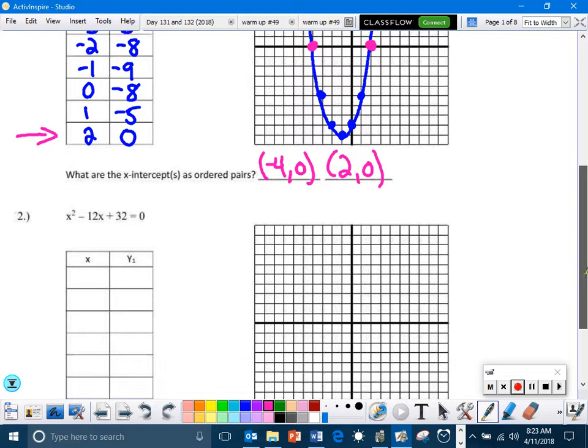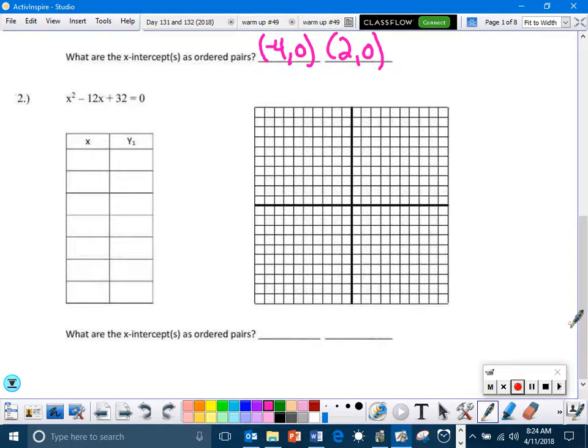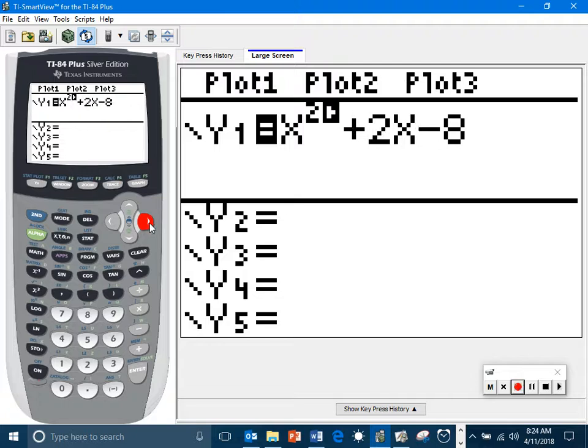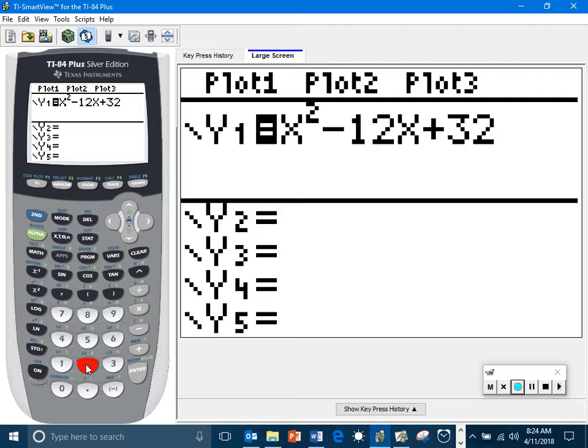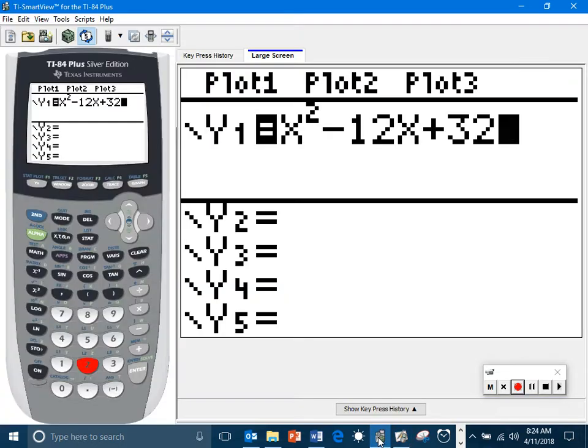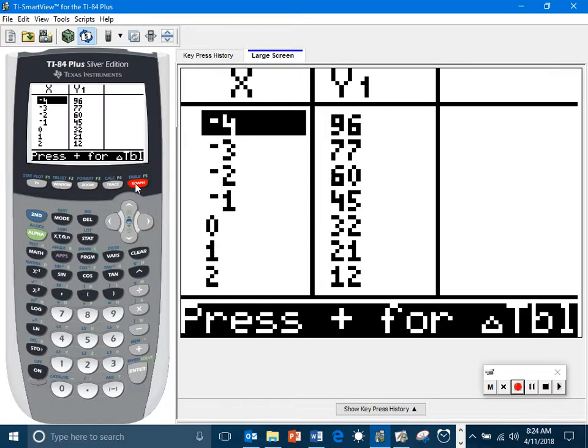All right, let's go to the next one. Let's do the same thing. Let's type that into our calculator. Okay, let me double check, make sure I did type that in right. -12x plus 32. All right, now we're going to go to the table. And again, we're going to fill in the table on the paper.